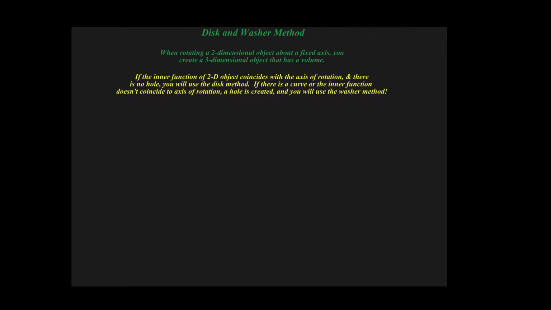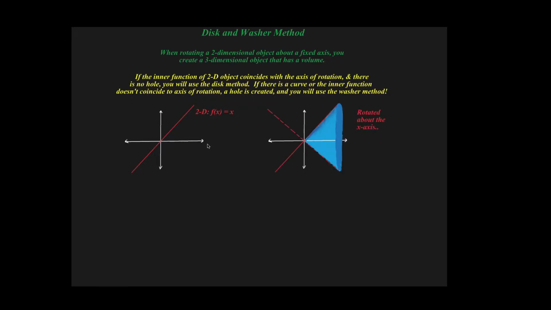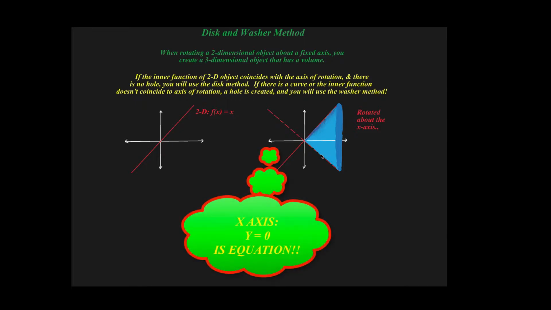So let's see that in action. Here's a 2D object, y equals x, probably one of the first functions you learned, if not the first. And it's a 45-degree line going through the origin. And if we were to rotate it about the x-axis, otherwise known as y equals 0, you get this three-dimensional blue shape. This has a volume. You should be able to find that volume using the disk method formula.